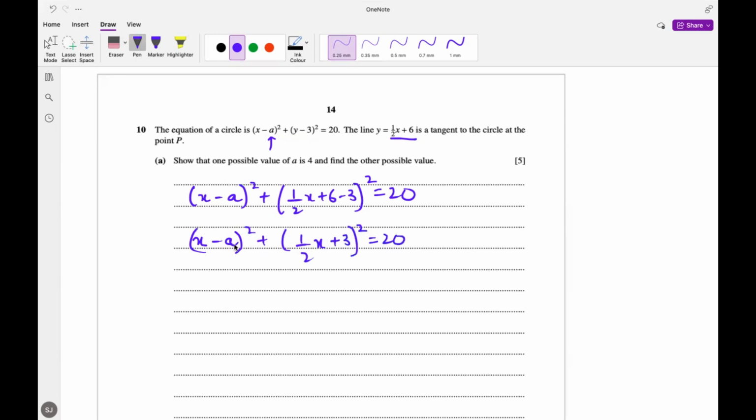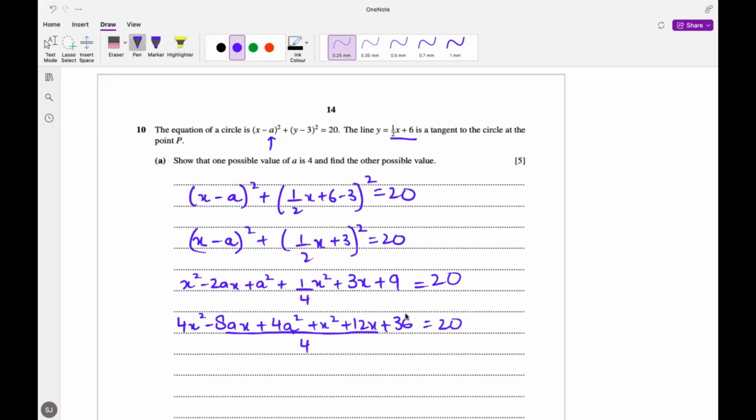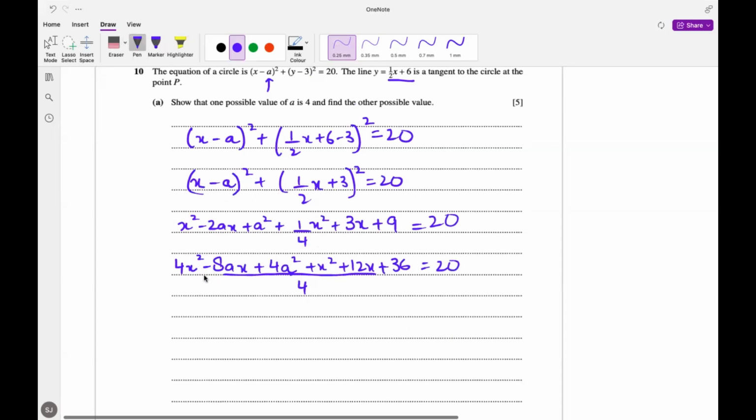equals 20. Now expanding both of these, we'll get x squared minus 2ax plus a squared plus 1 upon 4 x squared plus 2ab. So that will be 2 into half x, which will be x into 3. So this will be 3x plus 9 equals 20. Taking the LCM on the left hand side, this will become 4x squared minus 8ax plus 4a squared plus x squared plus 12x plus 9 plus 36 upon 4. So the common denominator is 4 up here, equals 20. Cross multiplying and simplifying on the left hand side, we'll get 4x squared plus x squared as 5x squared.